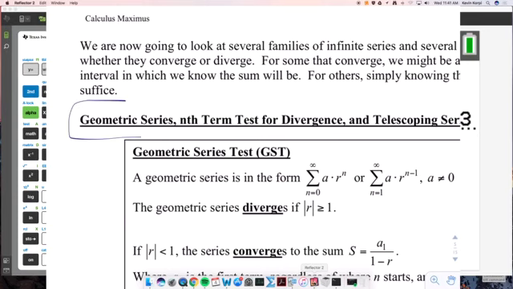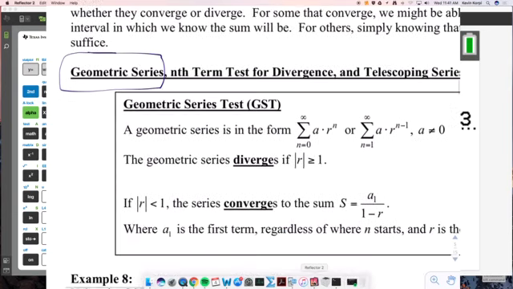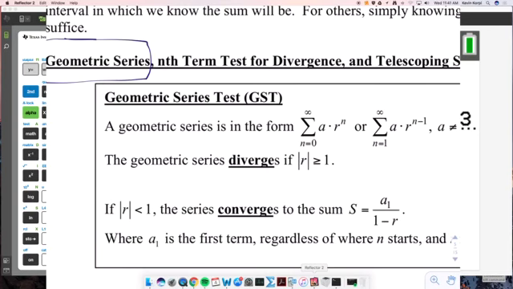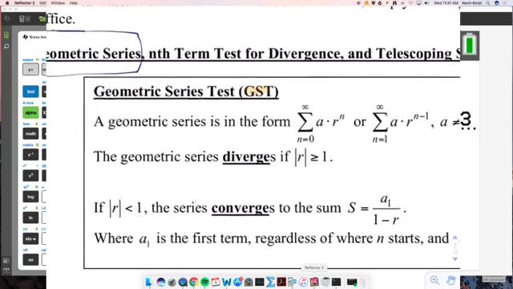So here's your first test. This is called the geometric series test. We're going to learn several tests for determining if series converge or diverge without having the calculator and without having to list a sequence of partial sums. We're in here until 55. Okay. The geometric series test, or the GST as I call it.